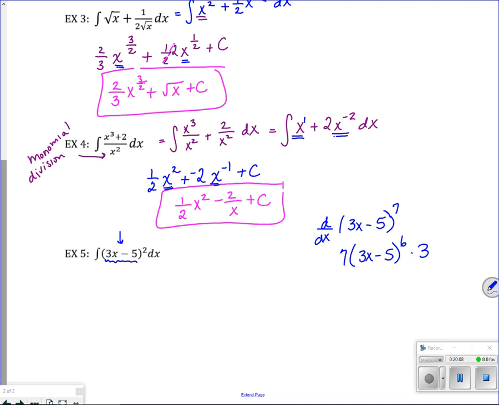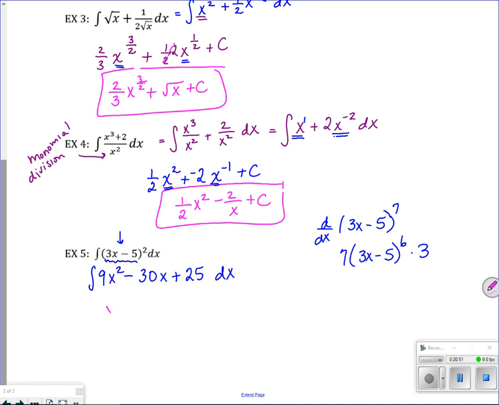So on example 5, I can't just go, oh, well, I'm going to increase the power by 1, that would be 3, and divide by 1/3, and this is going to be my answer. Okay, I cannot do it like that. That is not correct because my inner derivative is not 1. So what I have to do now is I have to just say, well, all I know how to do is rewrite. For right now, all I know is rewriting. So what is that really saying? If I square that out, that's 9x squared minus 30x plus 25. Now, if I wrote the question like that, you'd say, well, that's a very simple question.